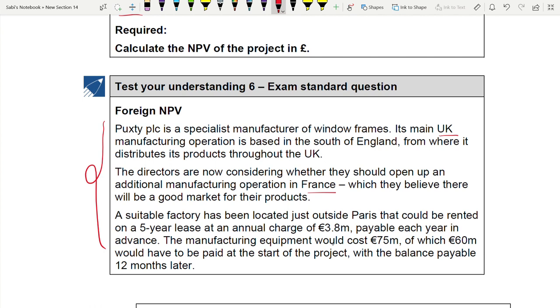A suitable factory has been located outside Paris that could be rented on a 5-year lease. Annual charge 3.8 million euro, payable each year in advance. Cost is 75 million. 60 will be paid at the start of the project, balance 12 months later, that means after 1 year, 15 million will be paid.